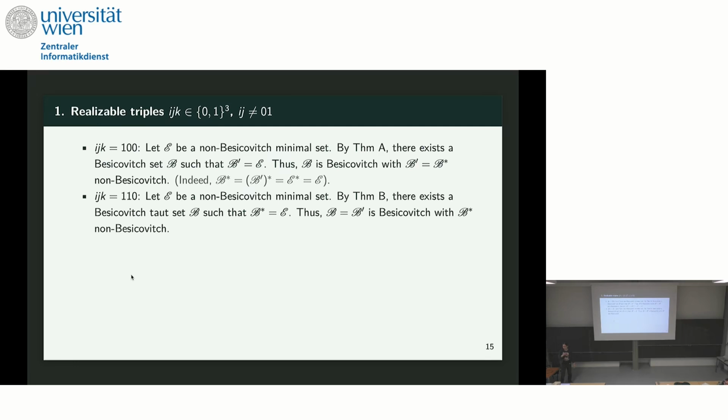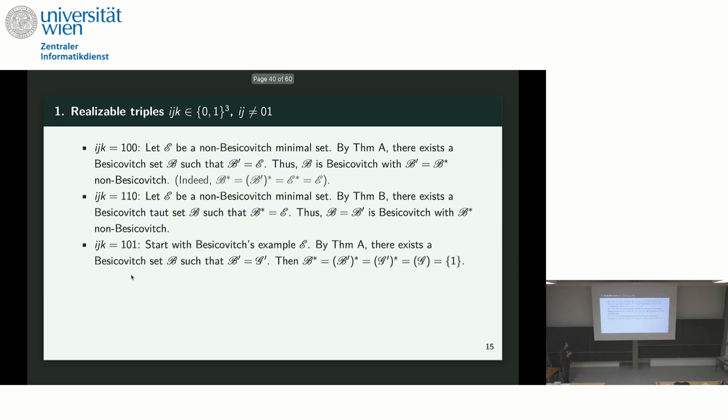Okay, two more to go, you'll survive. So (i, j, k) equal to (1, 1, 0). So now E is a non-Besicovitch minimal set. And now we use theorem B to make sure that there exists a Besicovitch taut set B such that B star is equal to E. So what do we get? Well, B is equal to B prime because B was taut, so its tautification is the same set. So this is Besicovitch, and B star is equal to E, which is supposed to be non-Besicovitch.